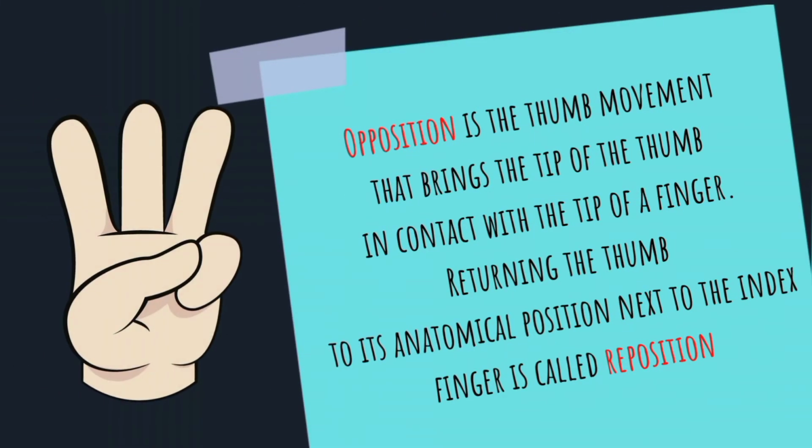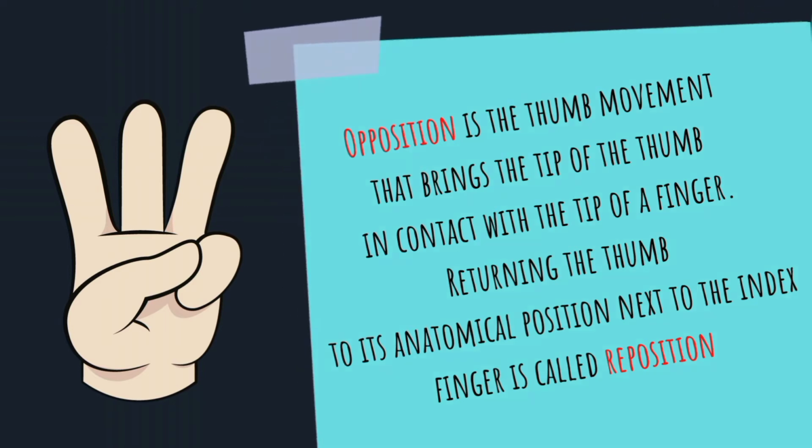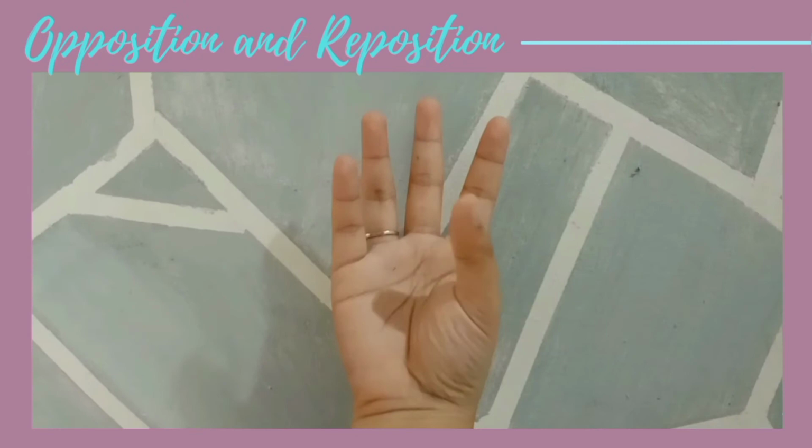Next is opposition. Opposition is a thumb movement that brings the tip of the thumb in contact with the tip of the finger. Returning the thumb to its anatomical position next to the index finger is called reposition.